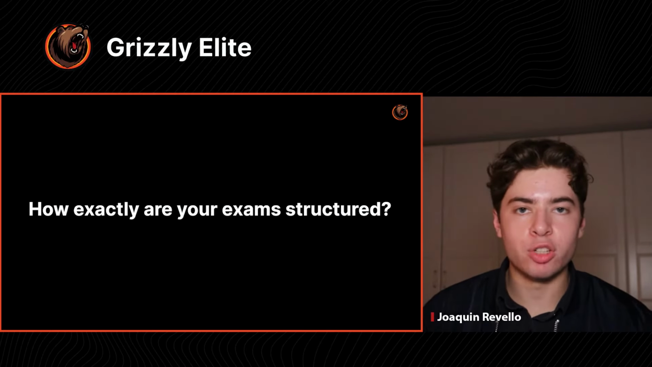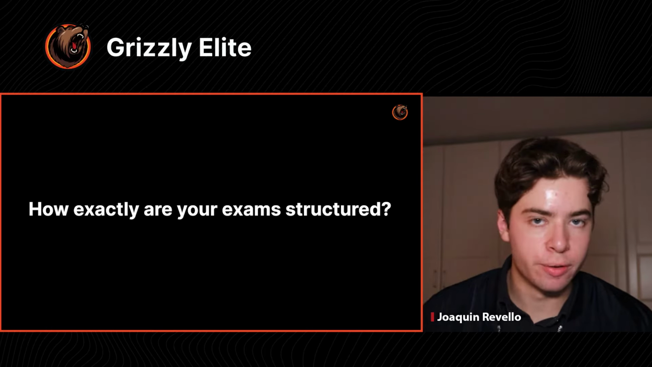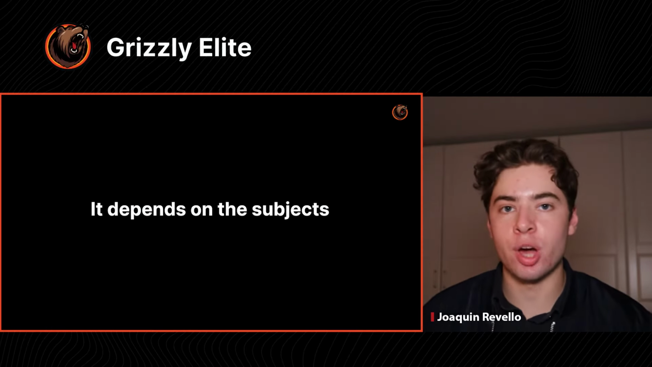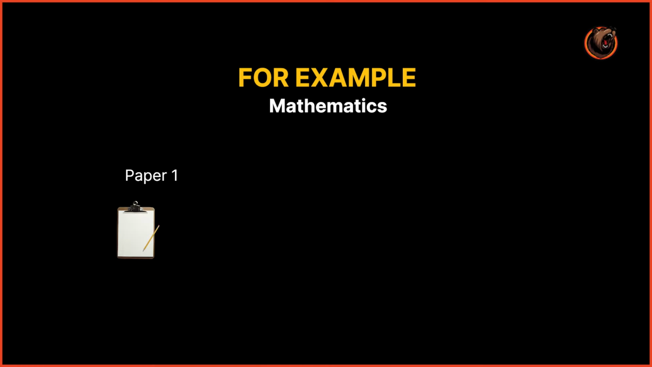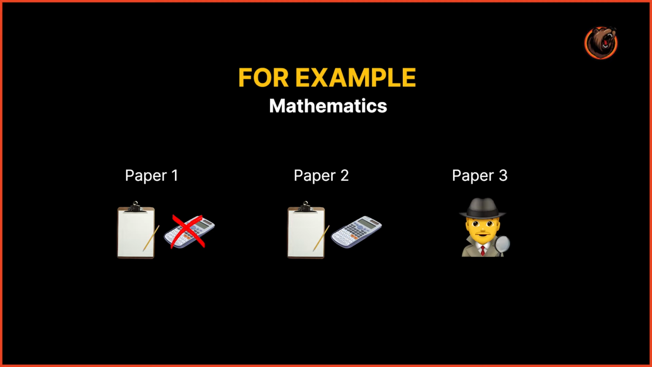So then the question becomes, how exactly are your exams structured? Well, again, this depends on the subject and whether or not it's an SL or an HL course. Typically though, the tests are split between multiple papers, which are just multiple exams, like an hour and a half to 2 hours long: paper 1, paper 2, paper 3, and each paper has a different objective. For example, for math, paper 1 is a test without calculators. Paper 2 is a test with a calculator, and paper 3 is more of an investigation type of paper.